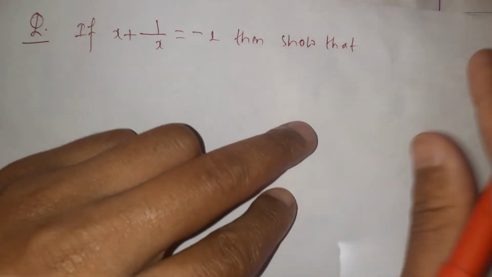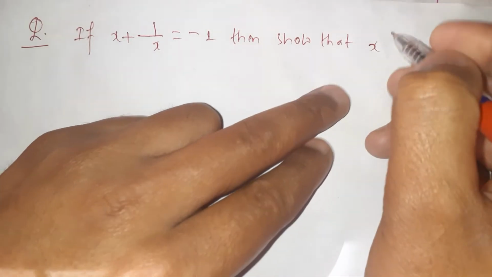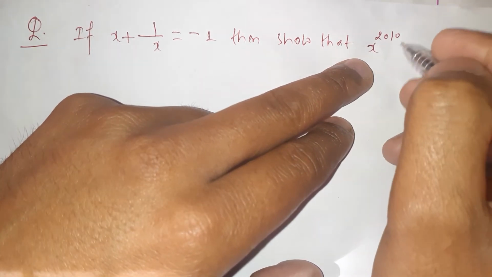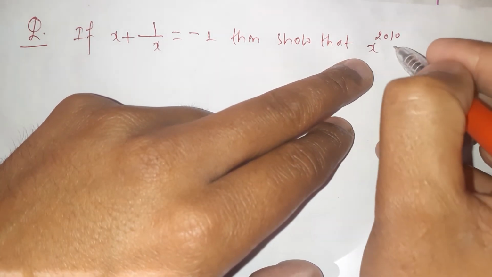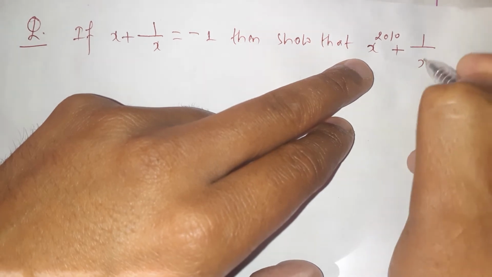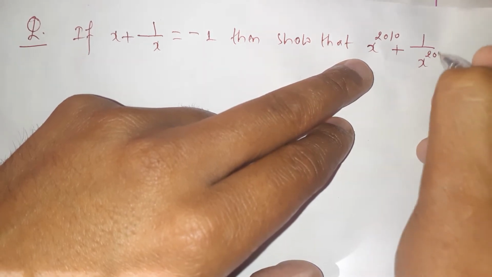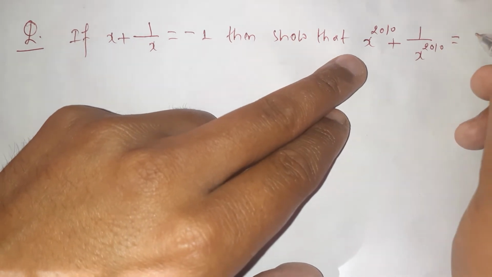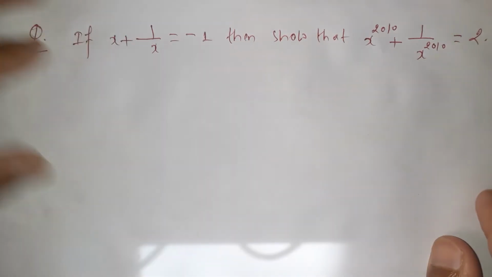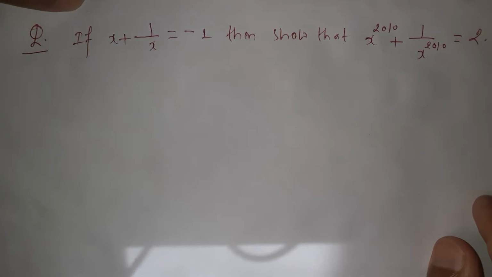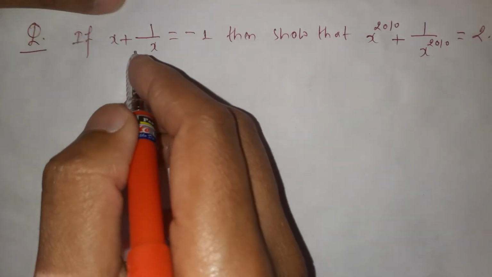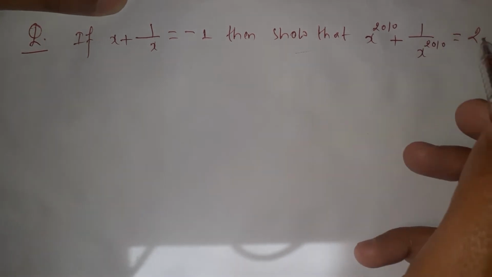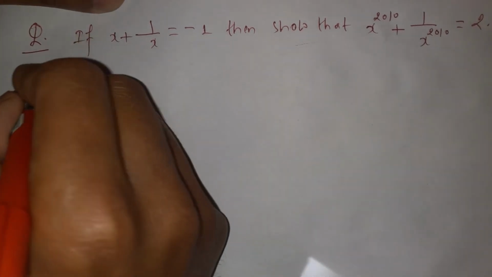show that the value of x raised to the power 2010 plus 1 over x raised to the same power 2010 gives the value 2. We are going to show the result is 2. These are the given conditions, and we have to show that the result of this expression is 2. Now solving this question.